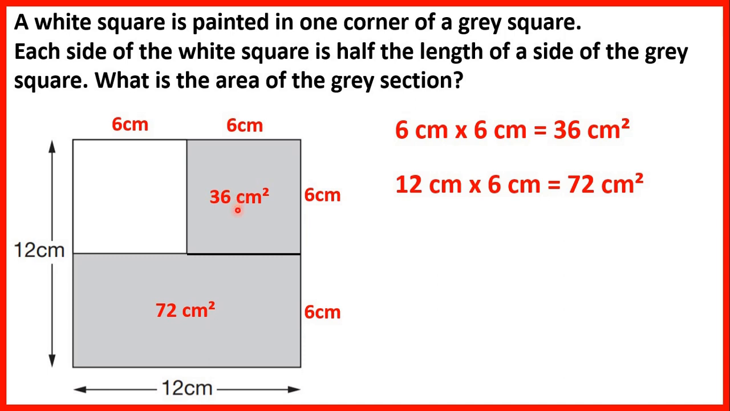So to find the total area of the grey section, we can add 72 and 36, and again that gives us 108 centimetres squared as our area.